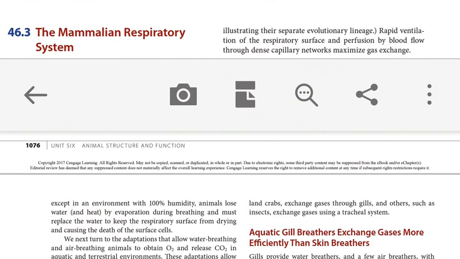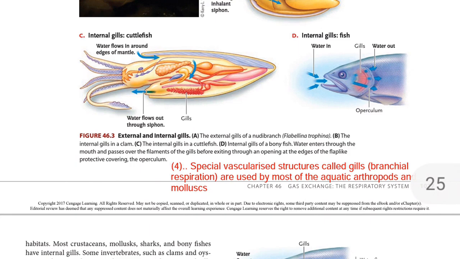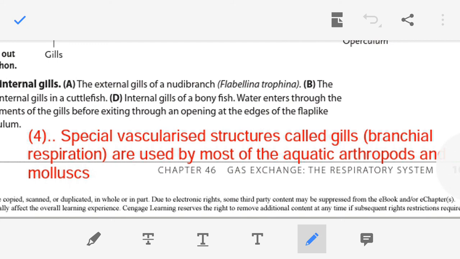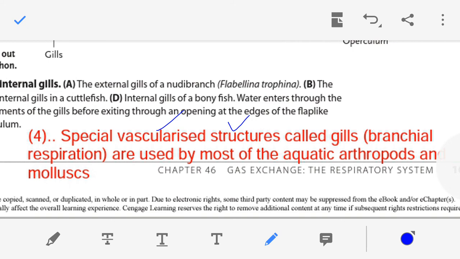Now here, this is the fourth point of our discussion. Now in the fourth point, the special vascularized structure is known as gills. So the respiration which takes place with the help of gills, that type of respiration is known as branchial respiration. And this respiration is used by aquatic arthropods as well as the mollusks.